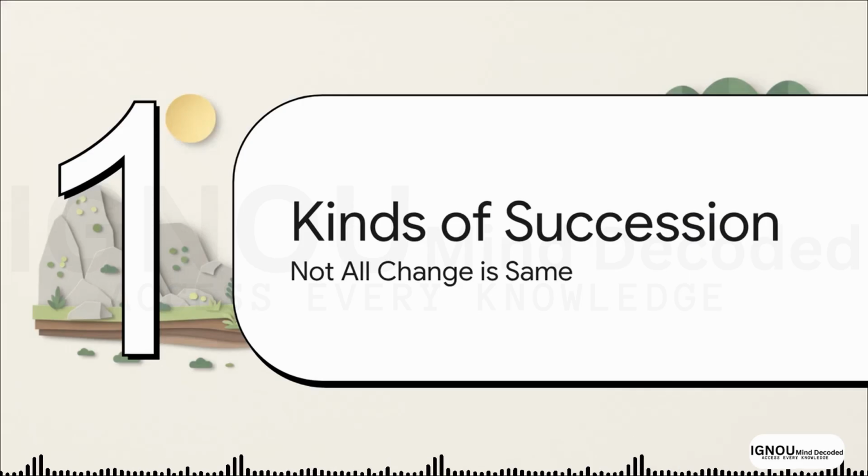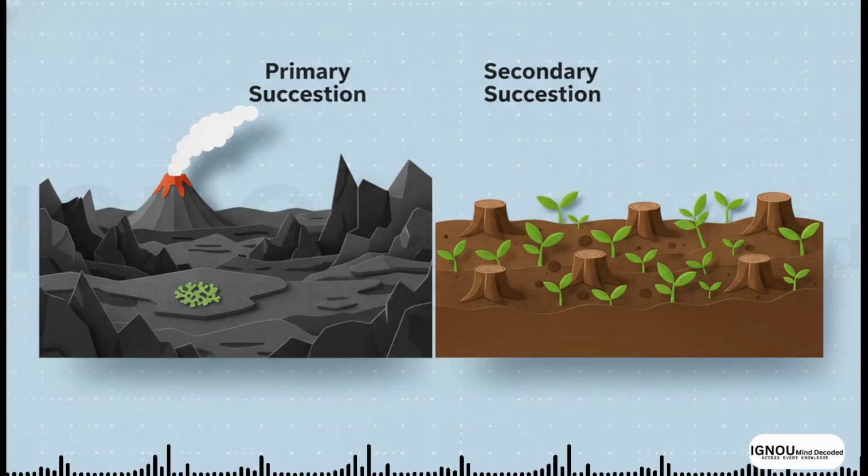Okay, so we've got the basics down, but it turns out there are different flavors of succession. It's not a one-size-fits-all process. Ecologists actually classify it based on where it starts and which organisms are doing most of the work. So the two big ones you absolutely have to know are primary and secondary succession. The huge difference between them is one single thing: soil.